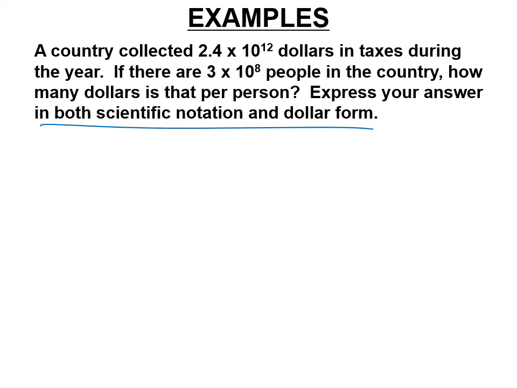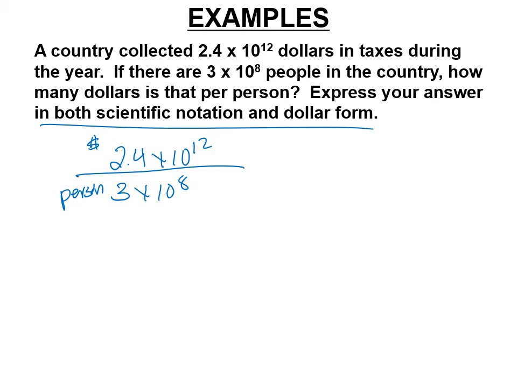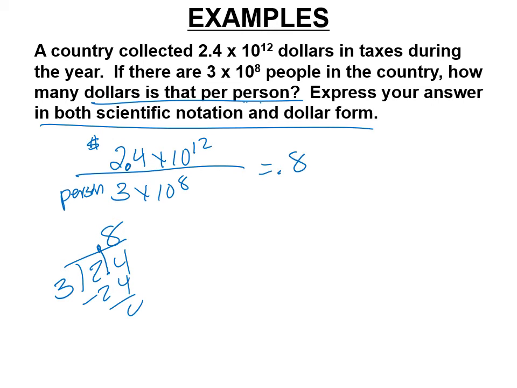So we have 2.4 times 10 to the 12th dollars that we're paying, and there are 3 times 10 to the 8th people. So dollars per person is what we're going to get this in, right? Dollars per person, from 7th grade. Dollars up top, people on the bottom. So we're doing 2.4 divided by 3. Decimal straight up, and we get 0.8 times 10. Division, we subtract the exponents and get 10 to the 4th.